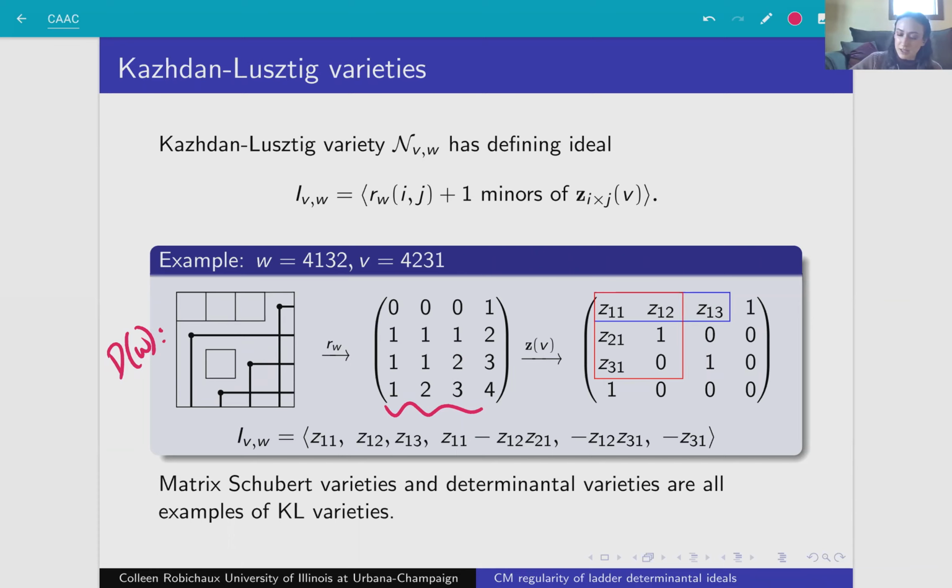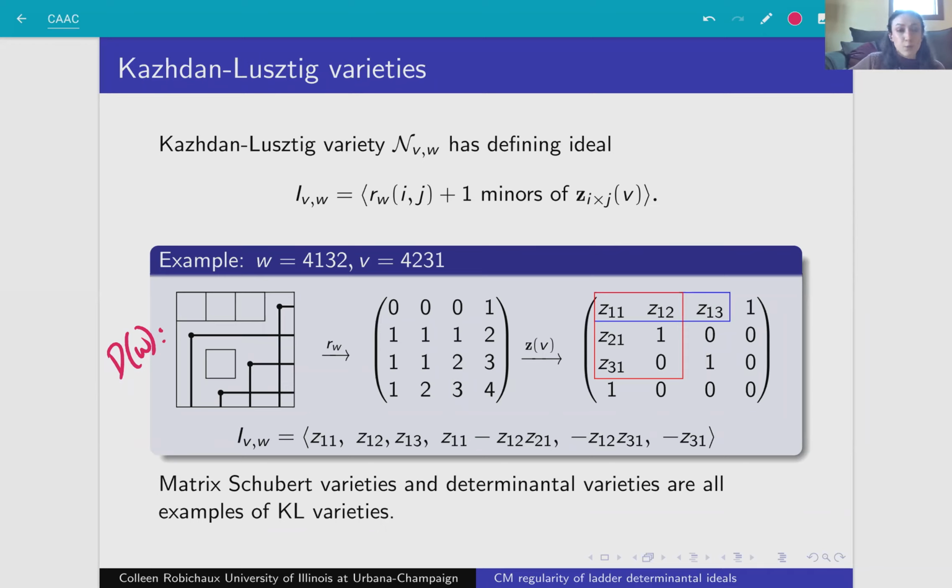And how we figure out the matrix that we're taking our minors of is essentially just hiding in, again, the Rothe diagram for v instead. So any position in this matrix that would be in the Rothe diagram for v gets an indeterminate z_ij. Anywhere that would have seen a bullet gets a 1. And anywhere that would have seen one of these sort of death rays gets a zero. And so by taking northwest minors of this matrix according to these ranks here, that's how we get our generators that cut out our defining ideal.